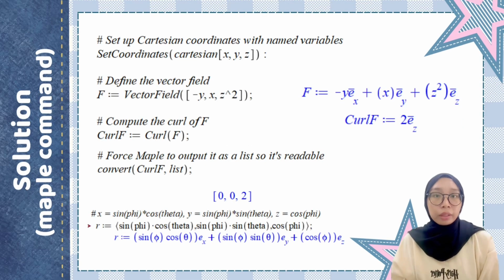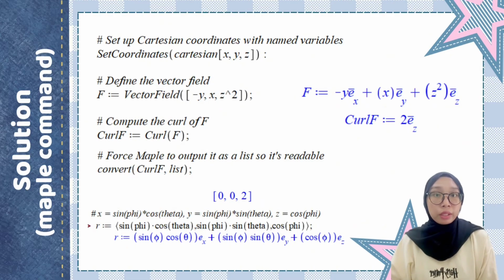Next, define the vector field F of x, y, z equal to negative y, x, z squared. Then calculate the curl using the curl command in Maple, and the result is curl F equal to 2z. That means the curl is pointing in the z direction and it's constant across the whole surface. After that, convert the curl F and you will get 0, 0, 2.